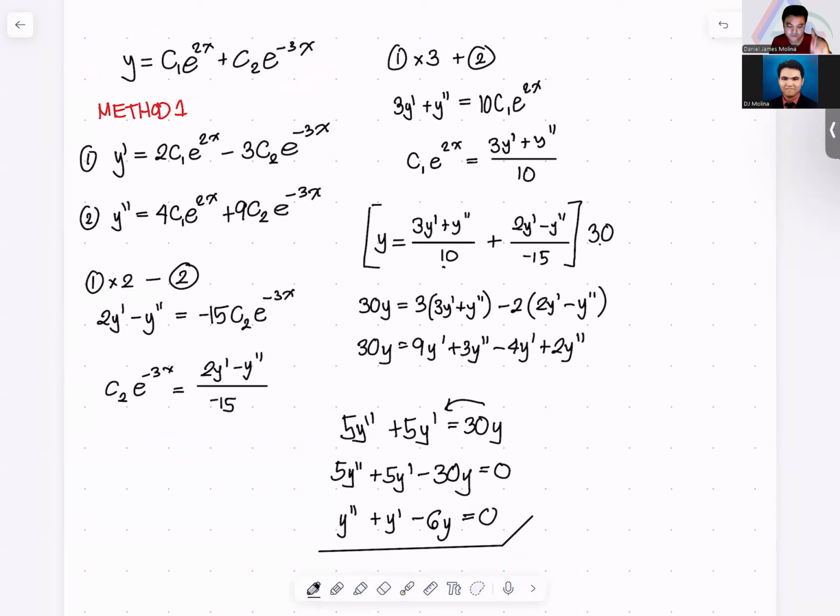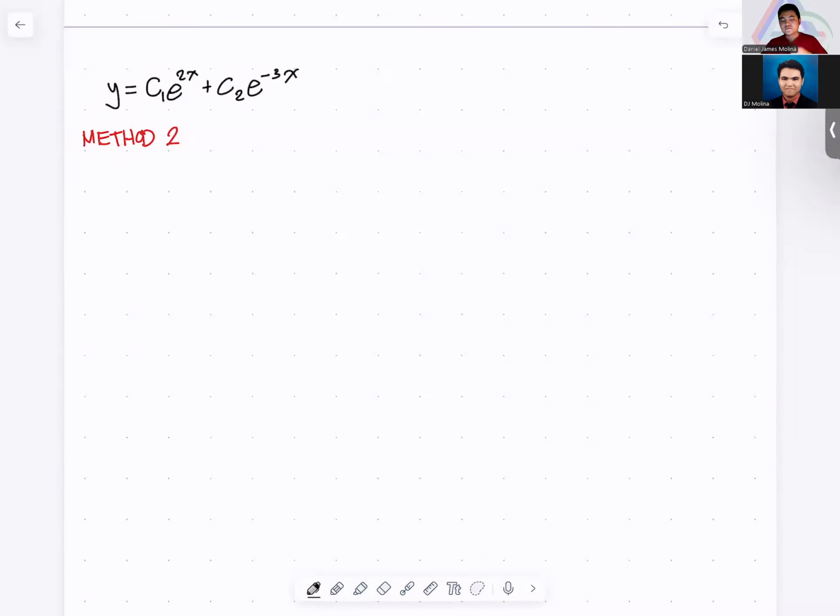Let's try method 2. Now for an alternative method here, as I have said earlier, you just have to forcefully eliminate every single arbitrary constant. This is a more direct way of determining the differential equation.